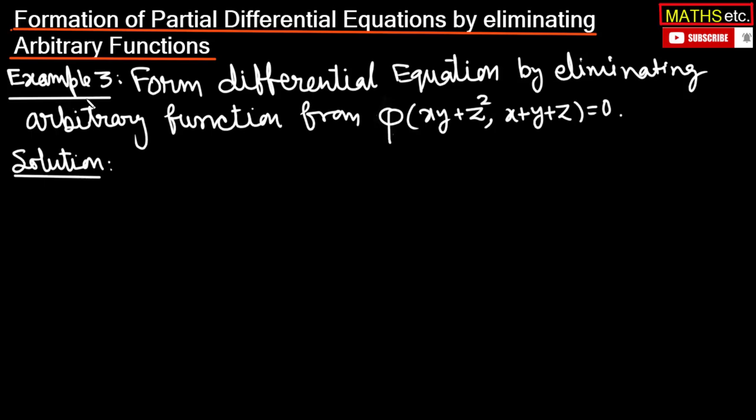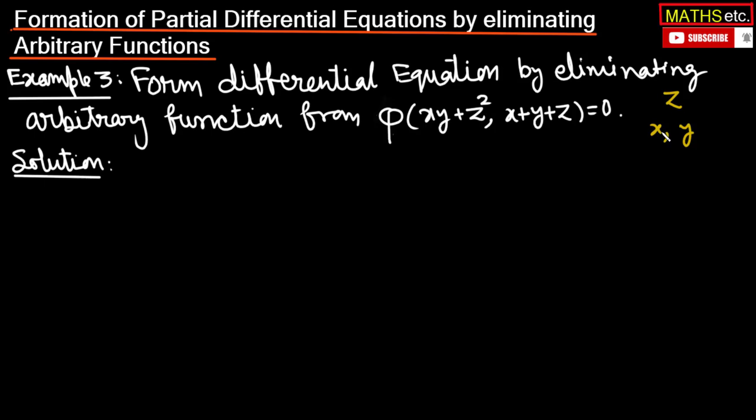Coming back to example 3. Form differential equation by eliminating arbitrary function from phi of (xy plus z square, x plus y plus z) equals to 0, where phi is an arbitrary function. So again three variables are involved, x, y and z. Z we will treat as dependent variable and x and y will be independent variables.